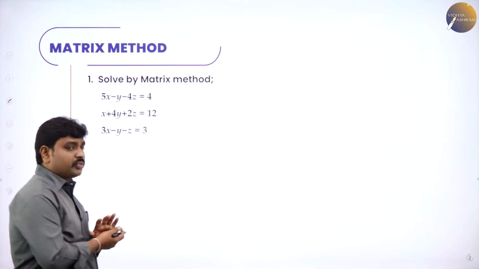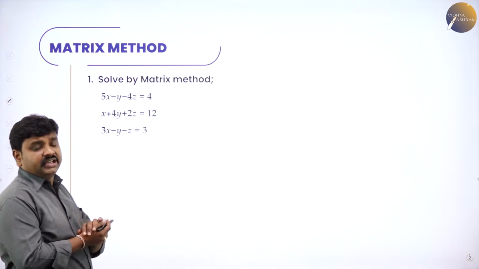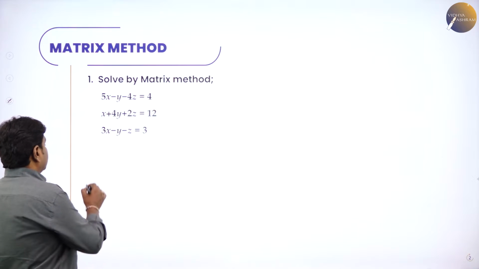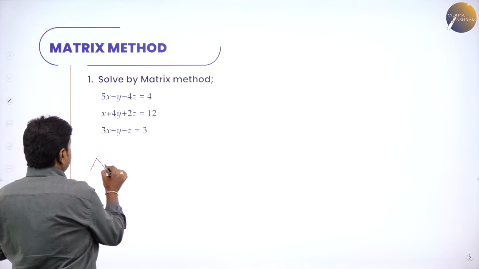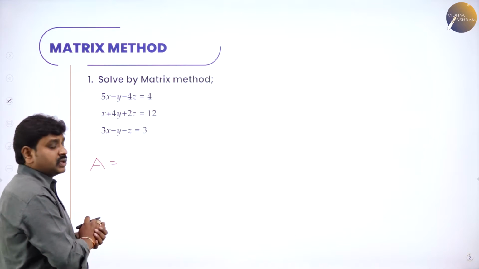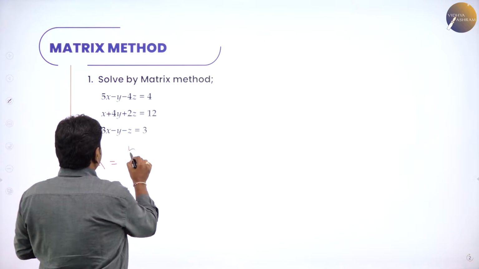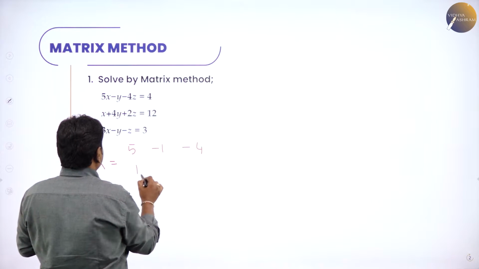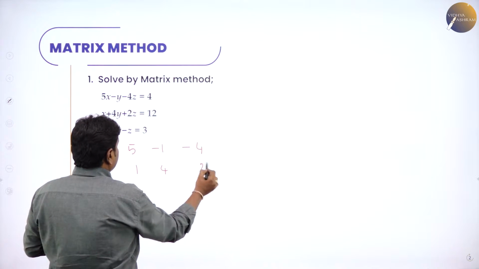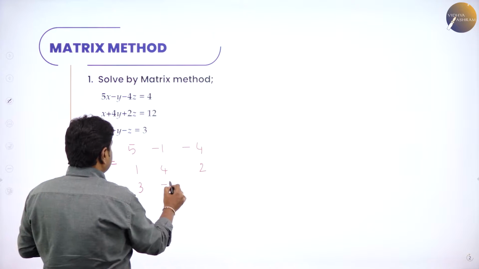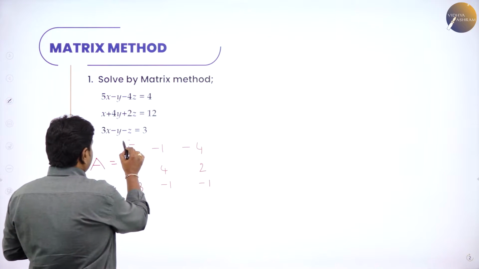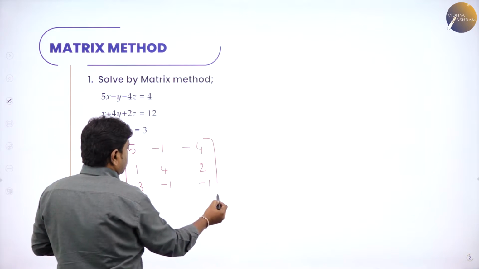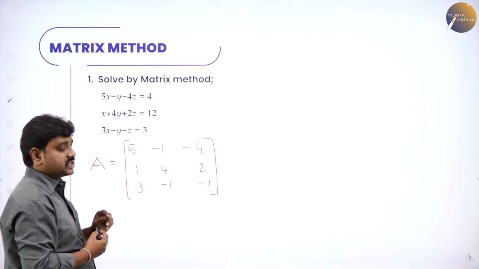So the first and foremost thing is you need to find determinant. First write coefficient matrix. First symbolize the equation in the form of matrices. A means coefficient matrix, that is 5, minus 1, minus 4. Second row 1, 4, 2. Third row 3, minus 1, minus 1. So now you have written a matrix, and we call this coefficient matrix.